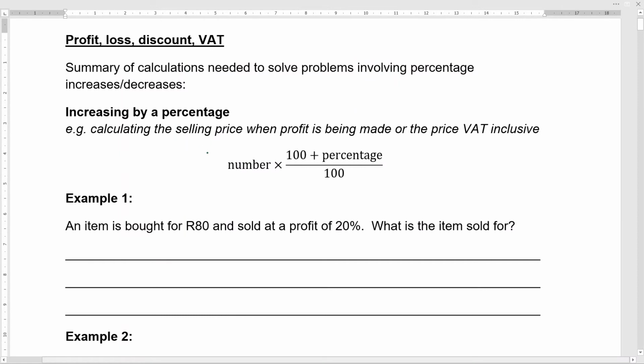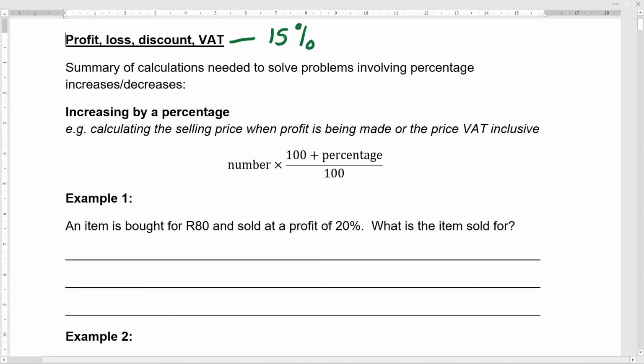We're going to start our study of financial maths with these four concepts: profit, loss, discount, and VAT. I'd like to remind you that VAT is 15%, and that is something that you need to know off by heart.